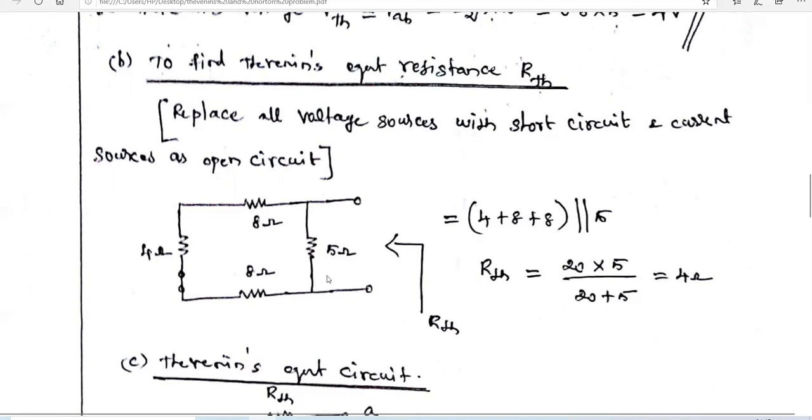So what is the RTH value? The RTH is 20 in parallel combination with 5. What is the formula? 20 into 5 divided by 20 plus 5. So the answer for RTH is 4 ohms. So the RTH value is calculated. This is the second step.